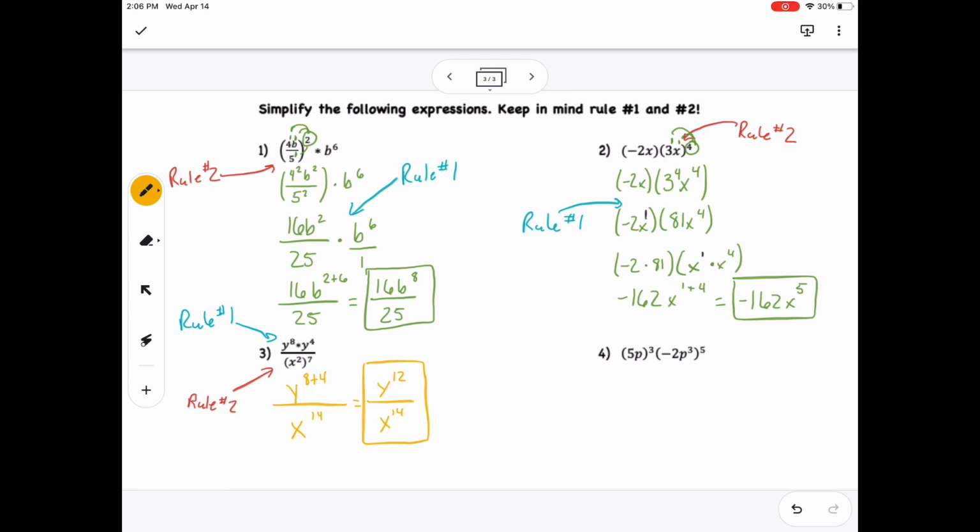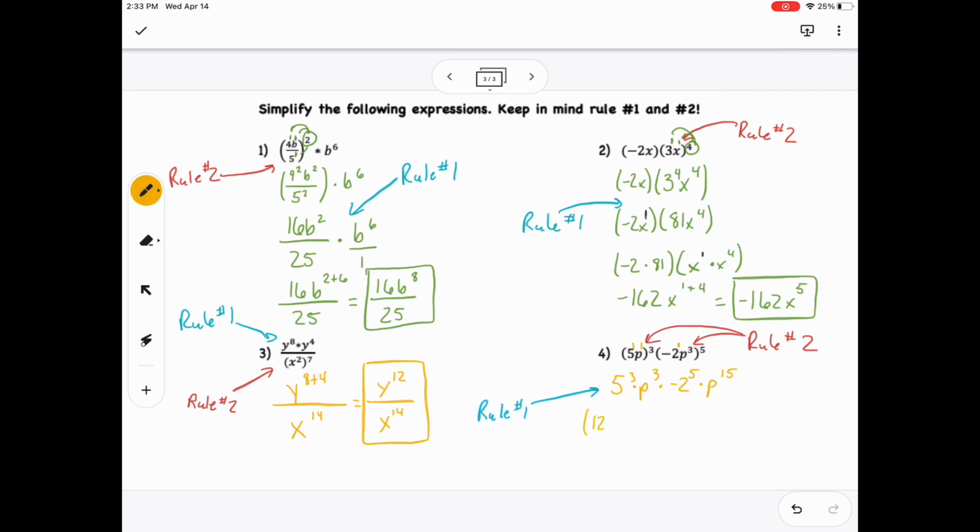All right, and then number 4, it looks like I have two parentheses that have rule number 2 going to it. So I need to deal with both separately. So the 3 goes to the 5 and the p. So I get 5 cubed times p cubed. And then I also have a 5 going to the negative 2 and the p cubed. So I get negative 2 to the 5th times p to the 15th.